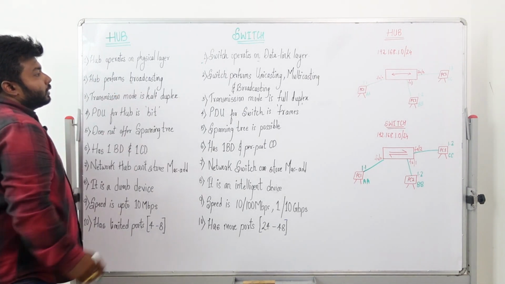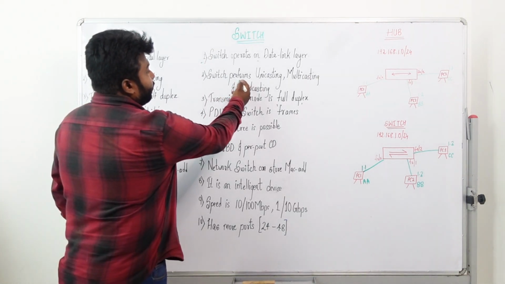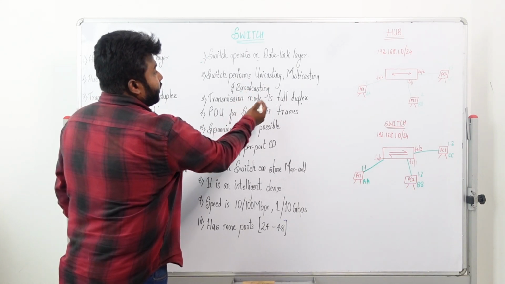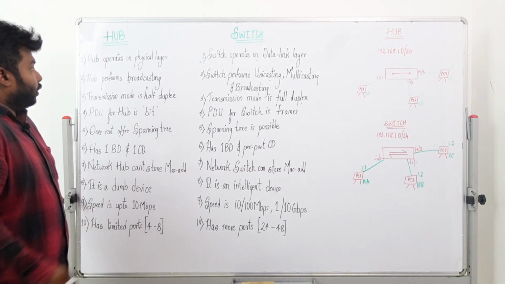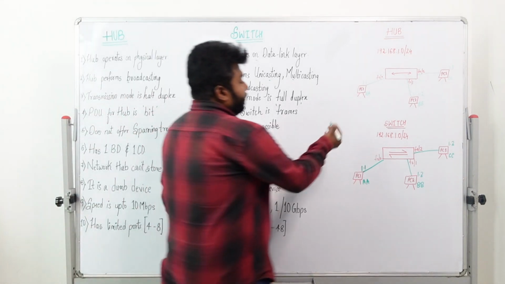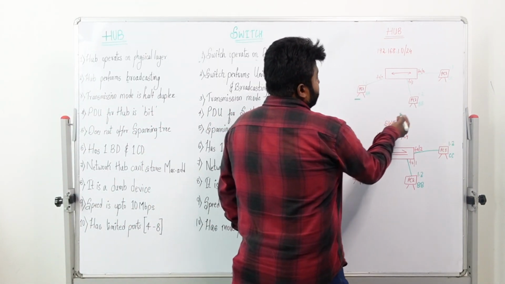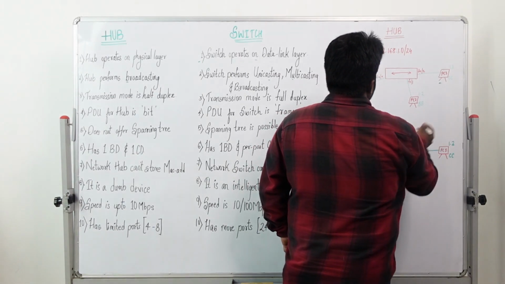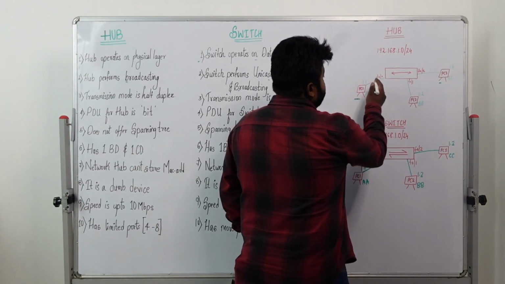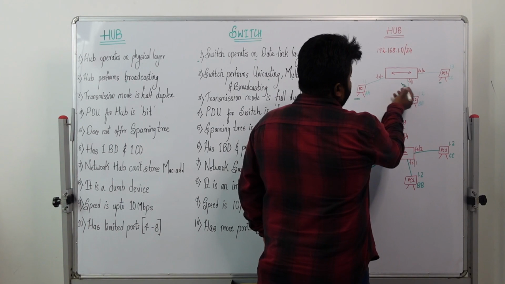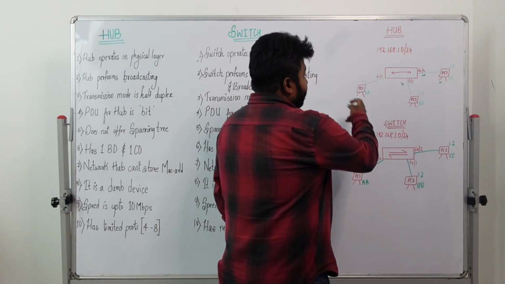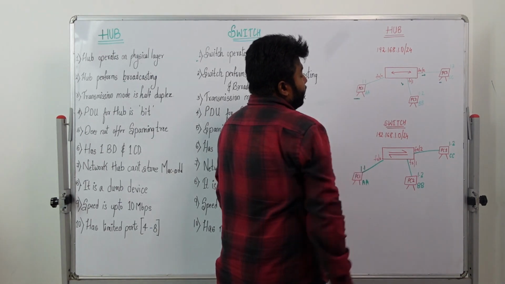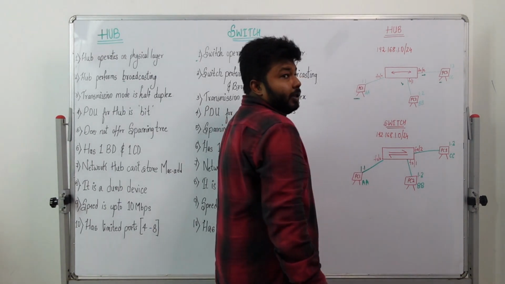So if you talk about the second difference between the hub and a switch, a hub always performs broadcasting. Whereas a switch can perform broadcasting as well as unicasting as well as multicasting. What you understand about broadcasting is, let's say PC1 wants to transmit data towards PC3. Whenever PC1 sends the data, that information will be sent to both PC2 as well as PC3. This happens when every packet is sent from PC1 towards the rest of the PCs.